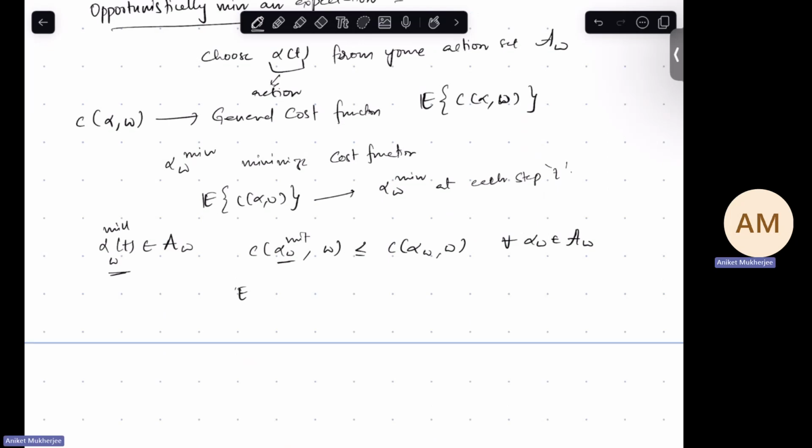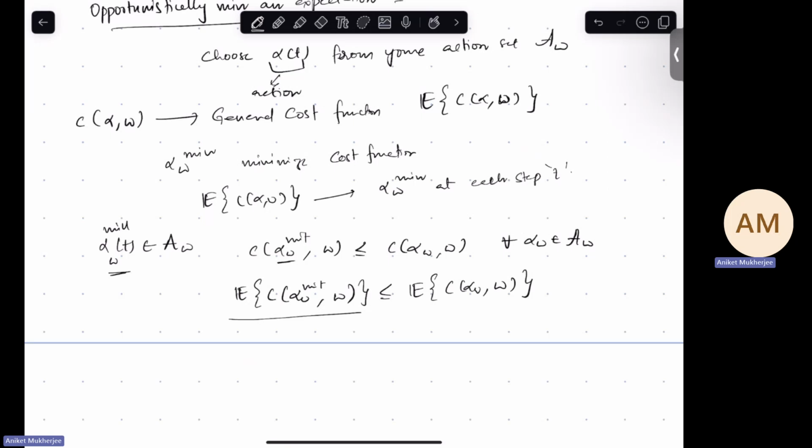Now taking expectation on both sides, because expectation preserves inequalities, that means it is monotonic. So the expected cost function is the minimum if you choose alpha_omega^min at each and every time step, right? So while designing the drift minimization algorithms, we will be using this: at each time step you greedily decide what is the best possible action that you can take that minimizes the cost function at that time. If you do this at each and every time step, then the expected cost is minimized, right?